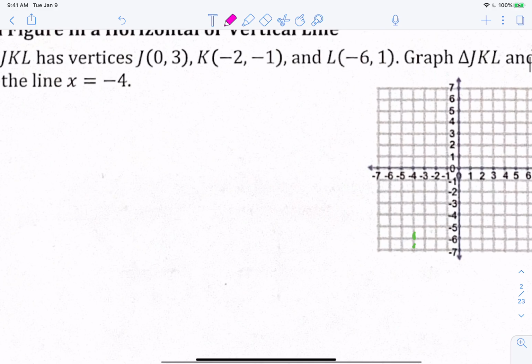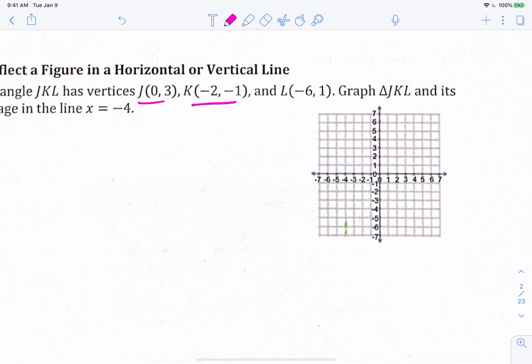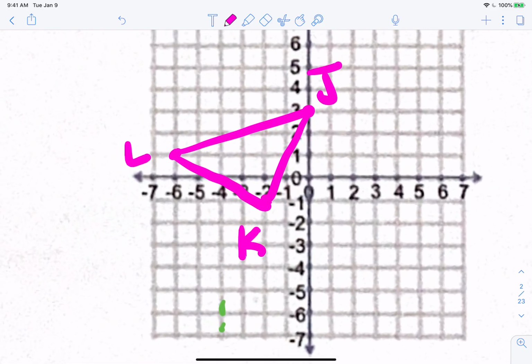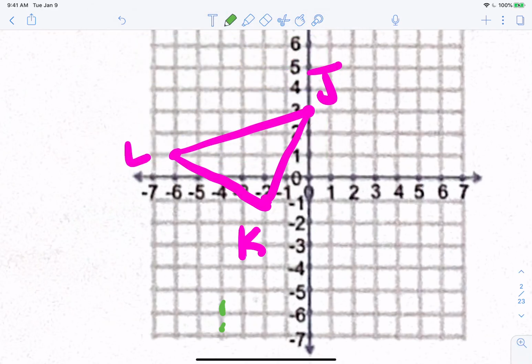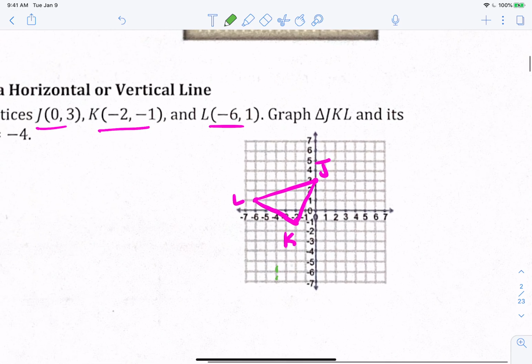Okay? Example 3. Let's plot these points J, K, L. J is at 0, 3. K is at -2, -1. And L is at -6, 1. J, K, L. There he is. Okay? He is a triangle. Let's plot the points. Then I'm going to change my color. Plot those points. J, K, L. Okay? -6, 1.